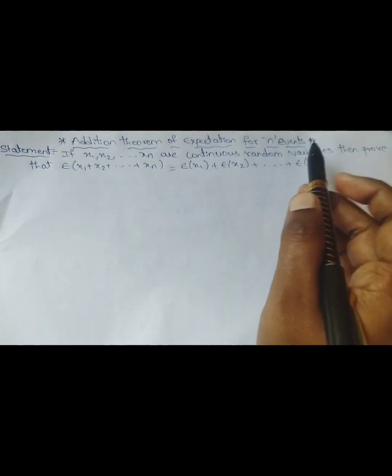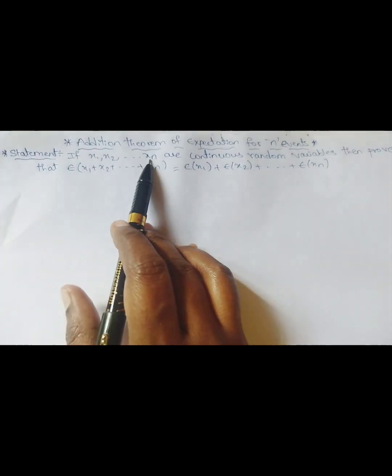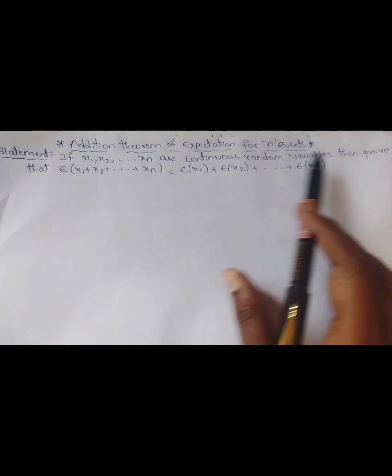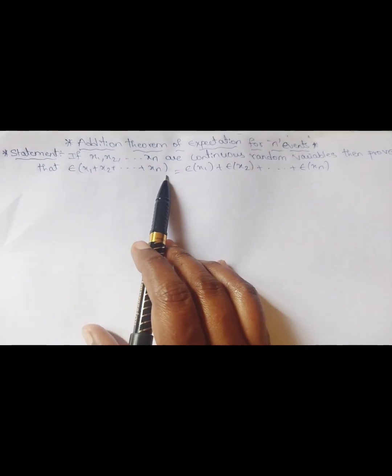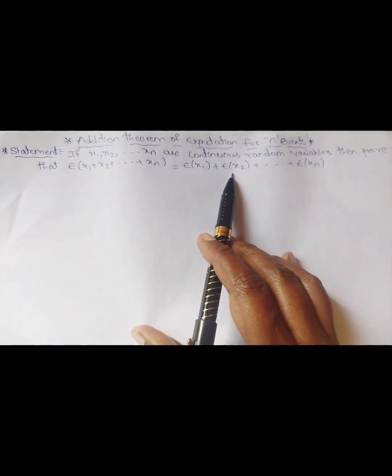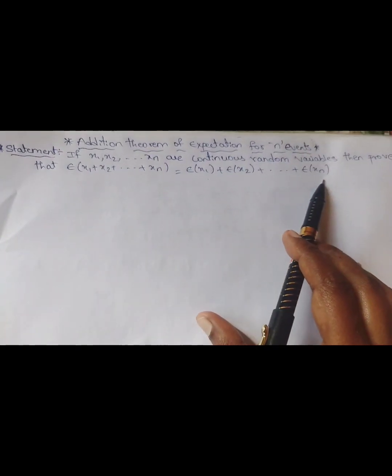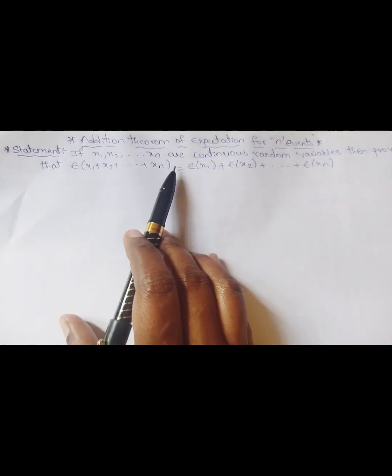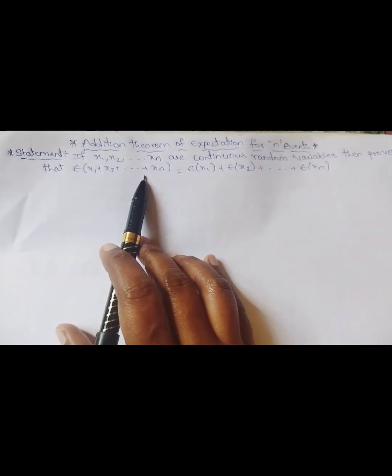Addition theorem of expectation for n events. Statement: if x1, x2, so on xn are continuous random variables, then prove that expectation of x1 plus x2 plus so on xn equal to expectation of x1 plus expectation of x2 plus so on expectation of xn. This theorem we are going to prove by using mathematical induction.